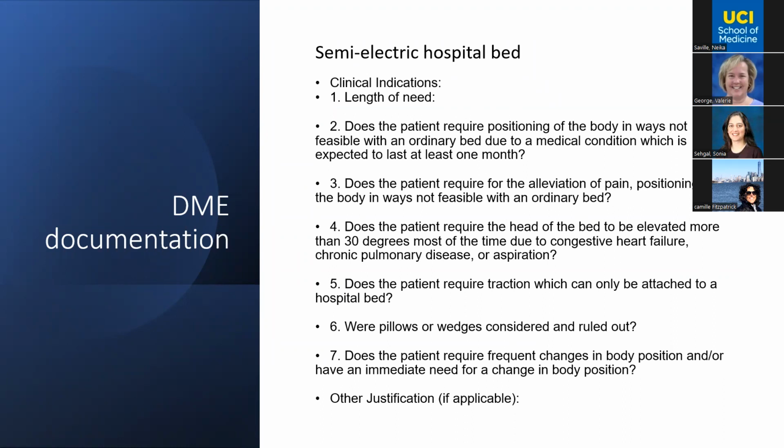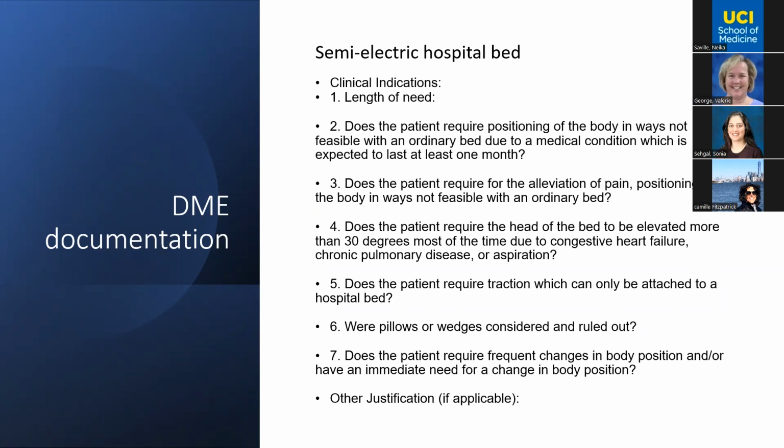For the semi-electric hospital bed, I have a smart set that is already set up. I put this information into my smart set because this is what they're going to ask or look for. Length of need would usually be 99 months or lifetime. Do they require positioning of the body, with their head up, for more than a month? Are they unable to change position? If they have dementia, they can't turn themselves in the bed. With congestive heart failure, they have to have their head up. Do they have any risk for bed sores, and can't change their body position? So I just put this in my note, and then I answer or delete the questions that I don't need.